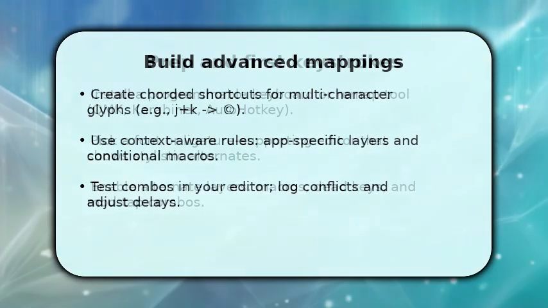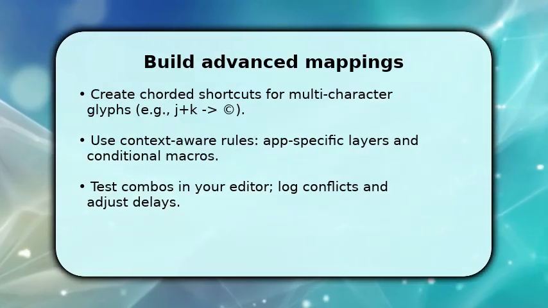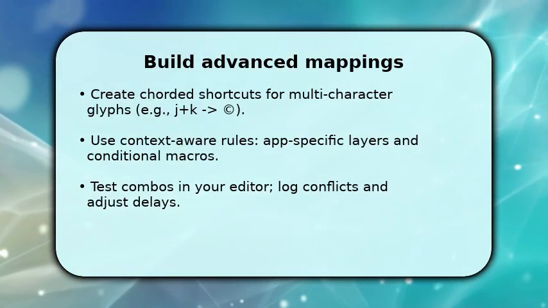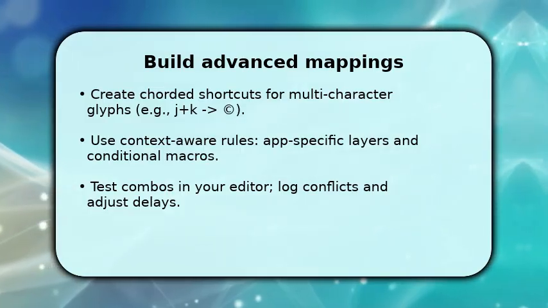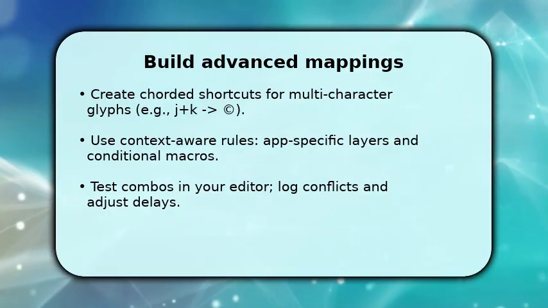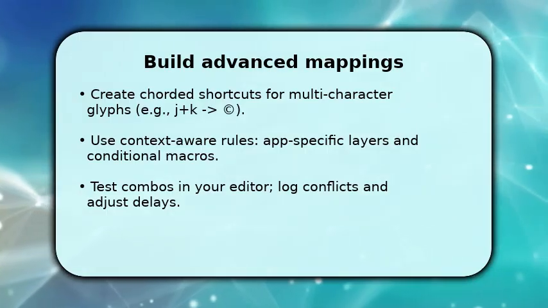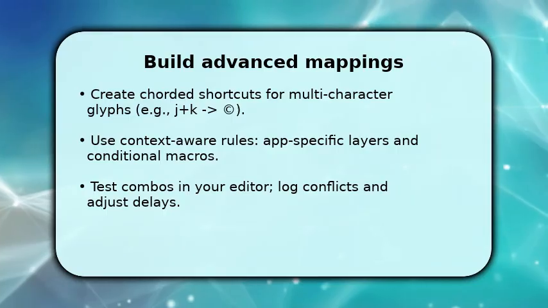Next, construct the middle layer where complexity lives: chorded shortcuts, conditional layers, and timed sequences. You assign multi-key chords for common ornate forms and context rules so different apps use different layers. Word processors get ligatures, chat apps get emoji art.